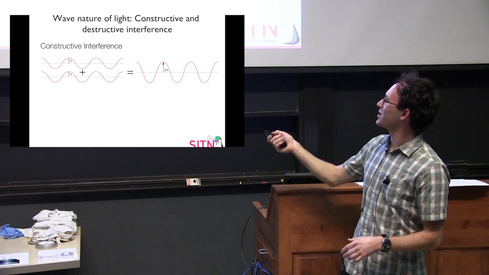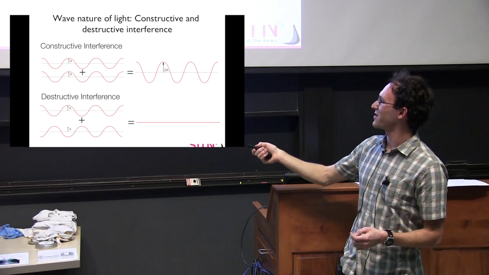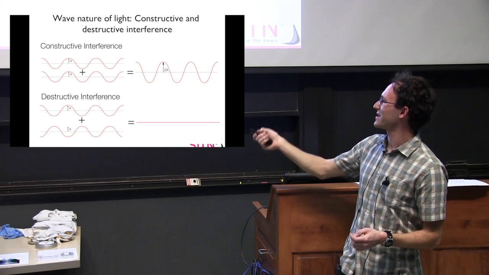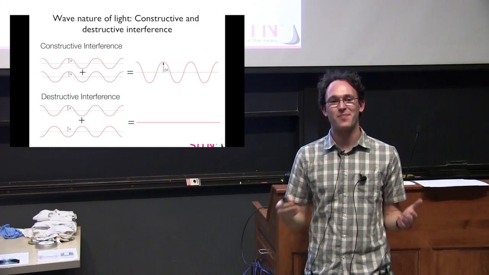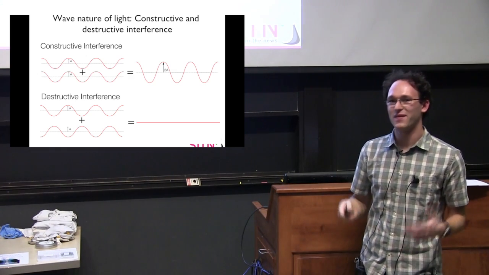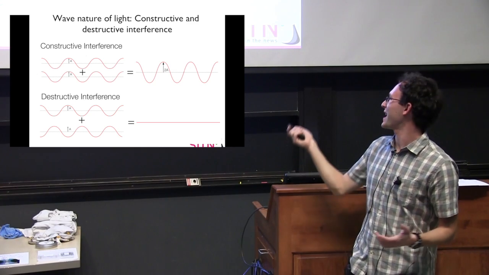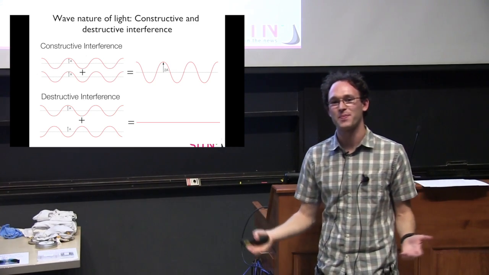Similarly, if you have two waves that are next to each other and the trough and the crest align here, and then the crest and the trough align here, and if they happen to be the same amplitude, they'll effectively cancel each other out, kind of like a subtraction. And so you'll actually see no light here.